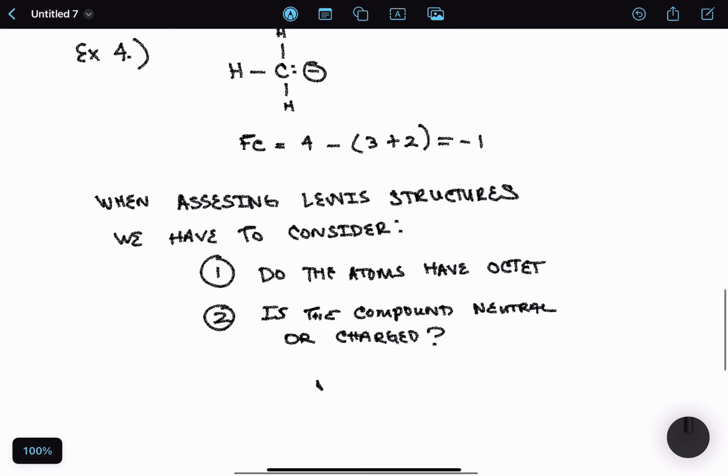And so neutral will be more favored than charged. So if you can create a Lewis structure that meets all of the octet criteria for all the atoms, but it's neutral, it's going to be favored over a Lewis structure that has all the octets met but is charged.